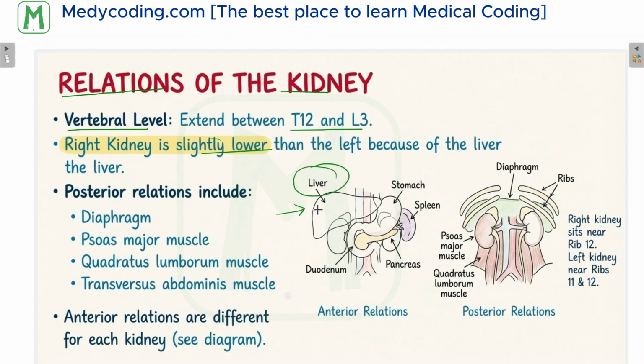You can see here the posterior relation and the anterior relation. For the anterior relation, there are many organs like duodenum, stomach and spleen. In the posterior, ribs 11 and 12 are found, which are also known as the floating ribs. Floating ribs means the ribs that are not attached to the sternum bone. We will see the skeleton system in detail in upcoming lectures. So these are the relations of the kidney with respect to different organs.